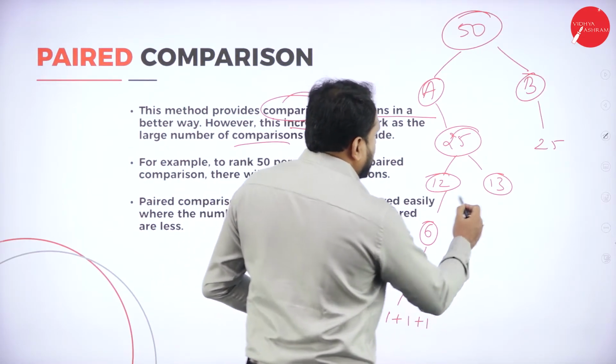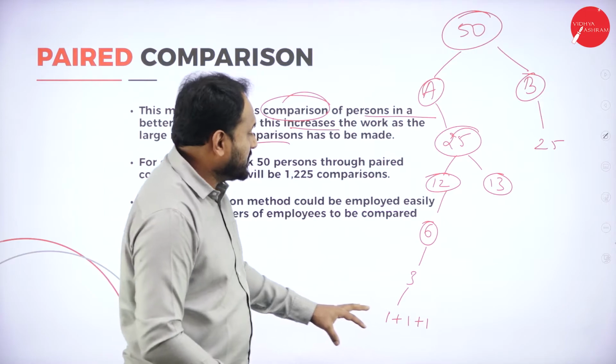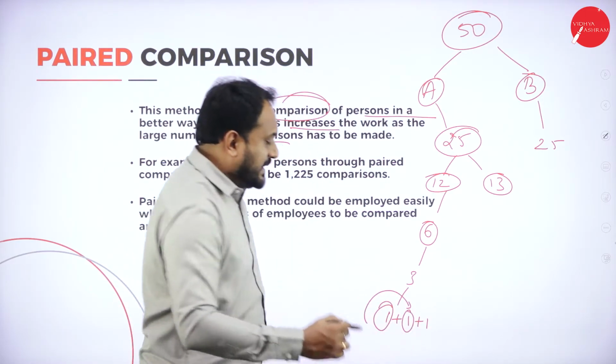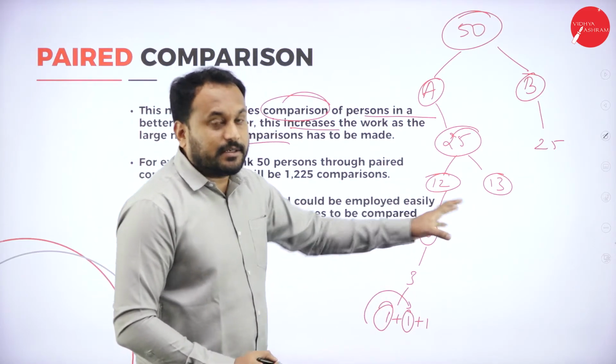Now understand this, how exactly it happens is, each and every person is compared with each and every person. Each and every person is compared with the other person.